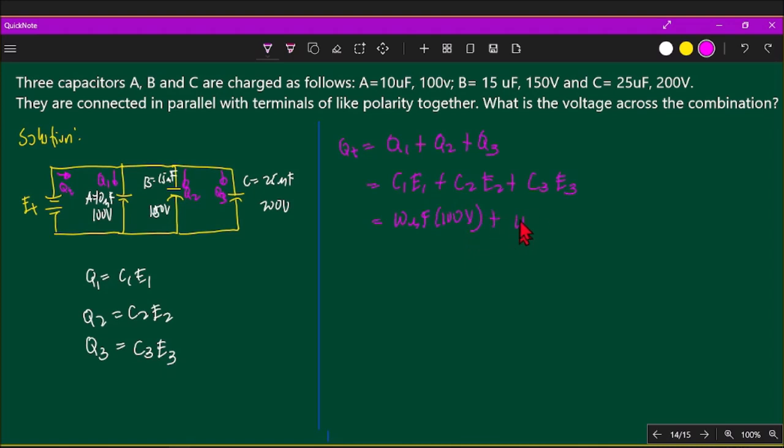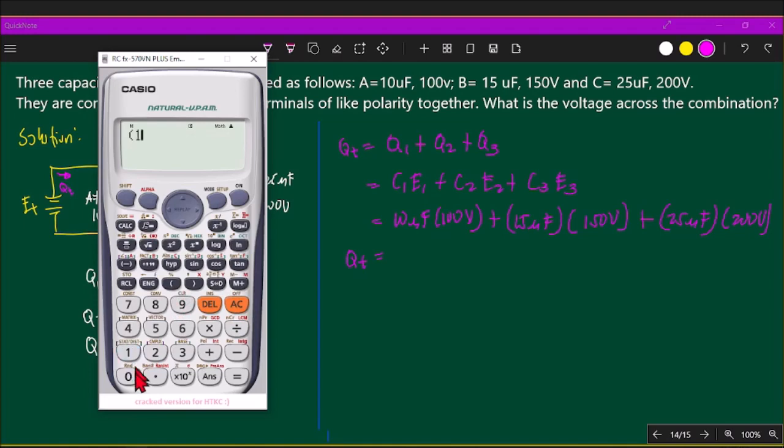plus C2, which is 15 microfarad times 150 volts, then plus 25 microfarad times 200 volts. So we could now solve for our total charge. Using our calculator, this will be 10 to the power of negative 6 times (10 times 100 plus 15 times 150 plus 25 times 200).